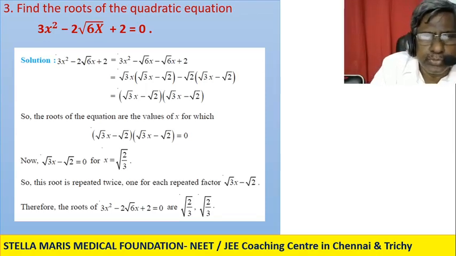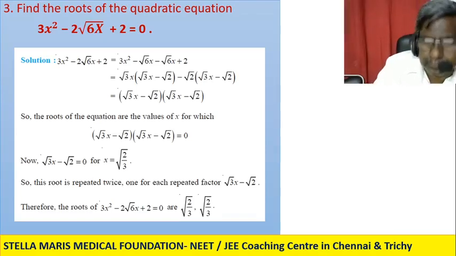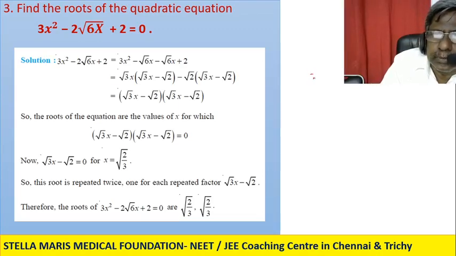Now see the values: root 3x minus root 2, and root 3x minus root 2 again. Both are the same, so x is equal to root of 2 by 3, and it will be repeated twice. x is equal to root of 2 by 3 twice. The same thing will come.